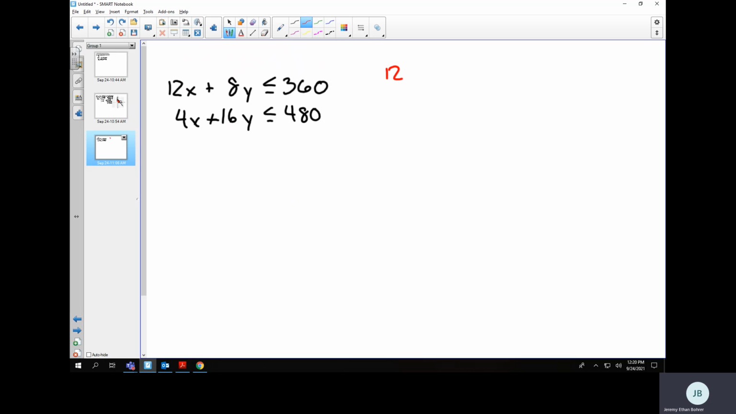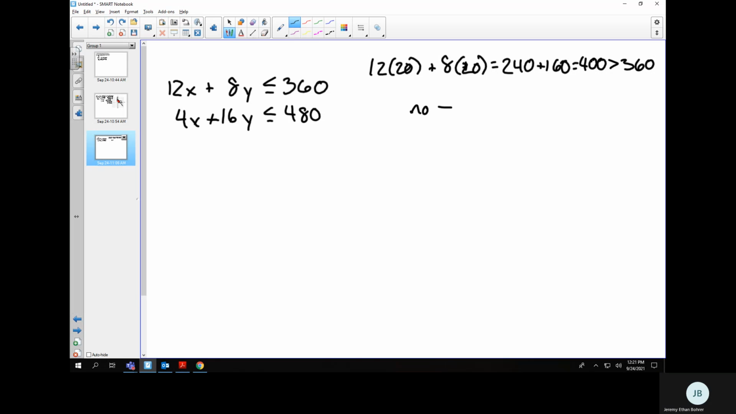12 times 20 plus 8 times 20 is 240 plus 160. 240 plus 160 is 400, which is greater than 360. So no, 20 of each type of wine rack doesn't work.